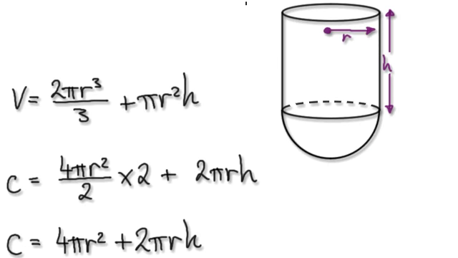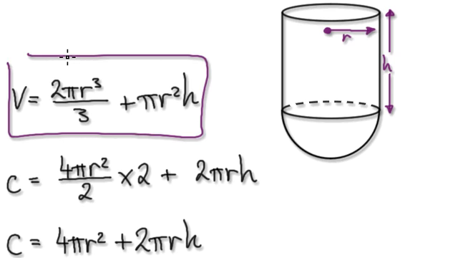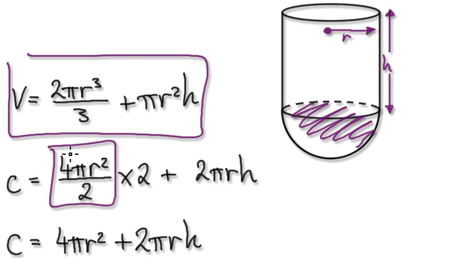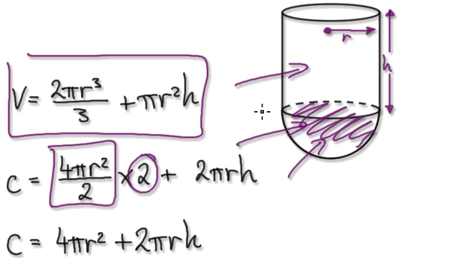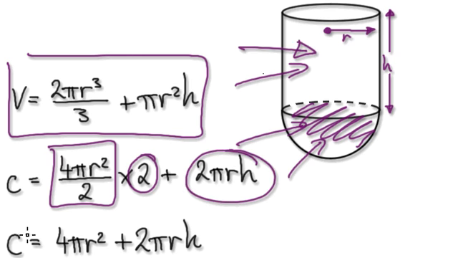So following on from the previous video, we got to this stage here where the volume of our container is given by this, and the cost for our container would be the surface area of this dome here, which would be this, and then we had to times it by 2 because it costs twice as much for the dome than it does for the cylinder. So we've got to times it by 2, and then add it to the surface area of the cylinder, which is this. So this here represents our cost.